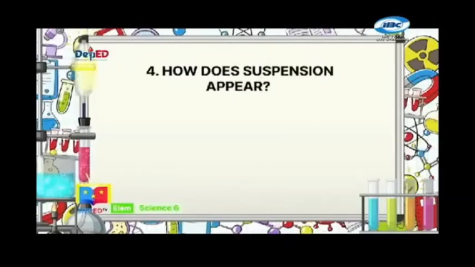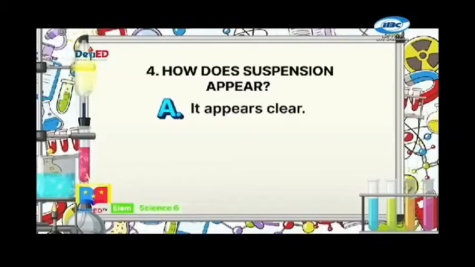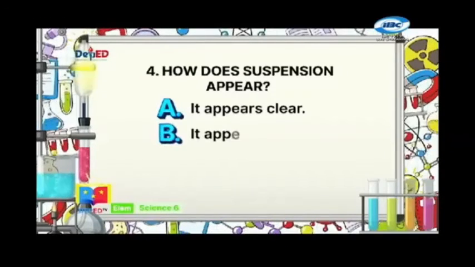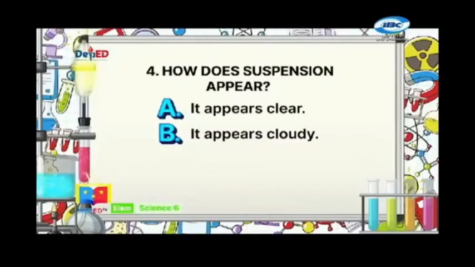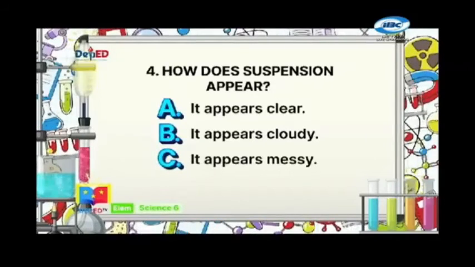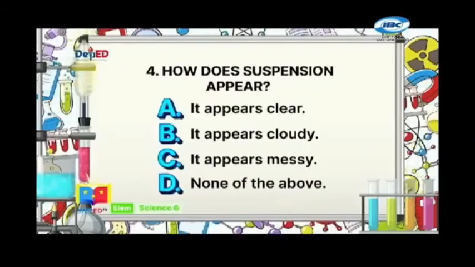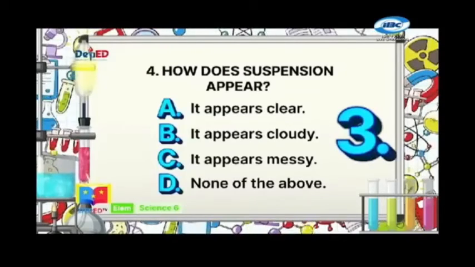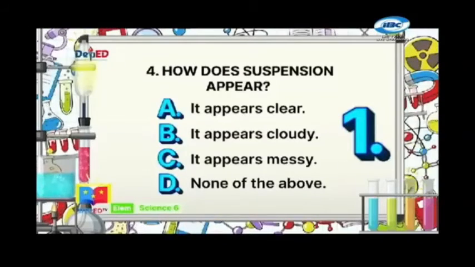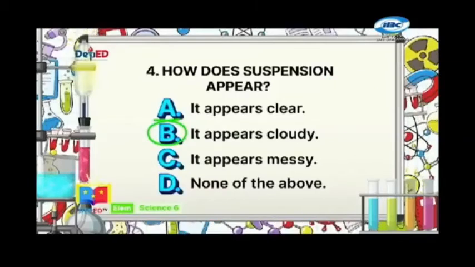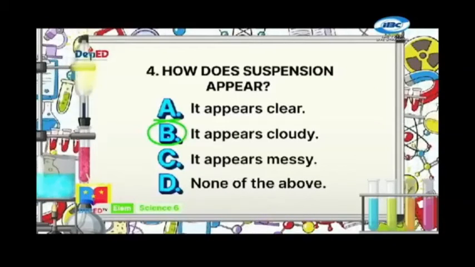Number 4. How does suspension appear? A. It appears clear. B. It appears cloudy. C. It appears messy. Or D. None of the above. The correct answer is letter B. It appears cloudy.